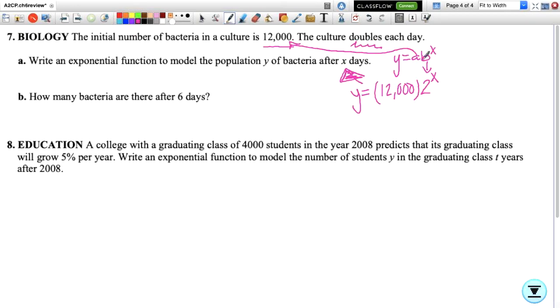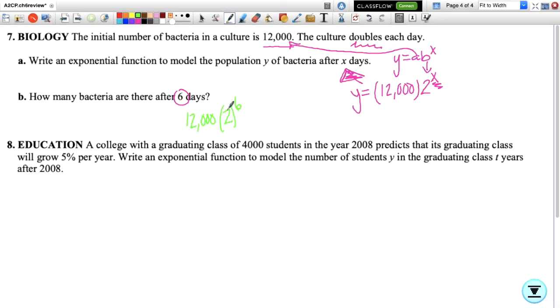We didn't actually have to calculate our growth because they told us it's doubling, so it's going to times by 2 every day. Next, it asks us how many bacteria there are going to be after 6 days. So I'm going to take this 6, plug it in for this x right here, and just PEMDAS it. So it's going to be 12,000 times 2 to the 6th power.